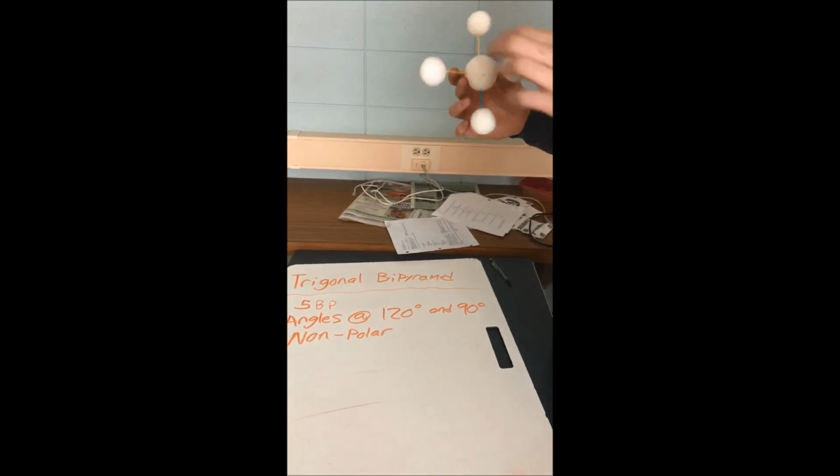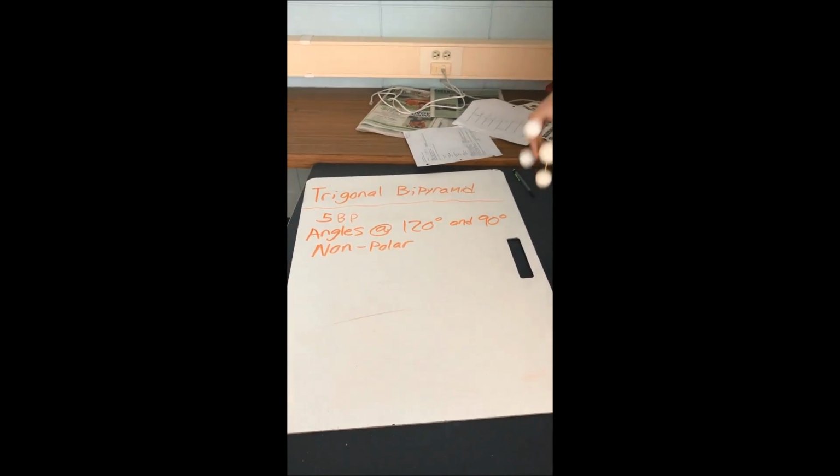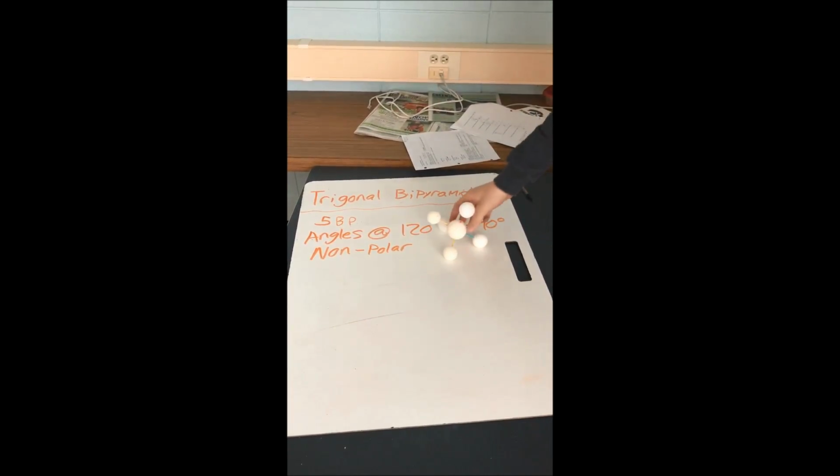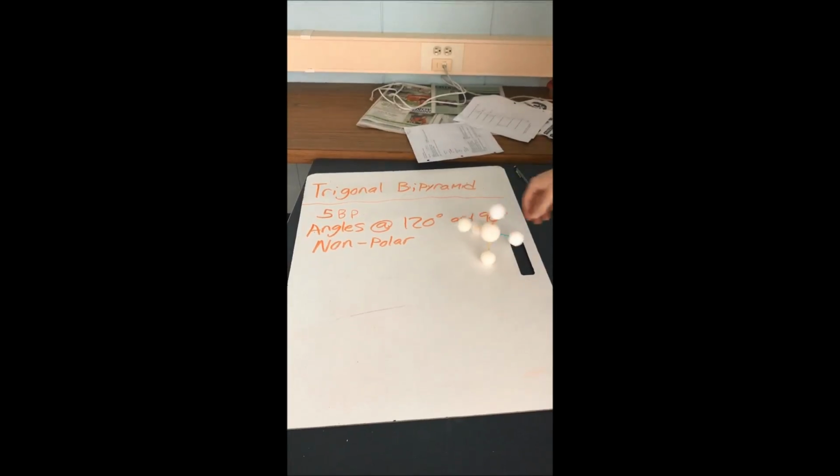The reason it gets its name, trigonal bipyramid, is because it makes 3 triangles on one plane. So 1, 2, 3, and then 1, 2, 3. So there's 2 different pyramids. And then it is non-polar because all the electron negatives out here will end up being in the same spot as the positive mass. So it is non-polar.